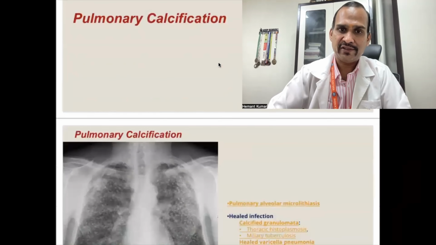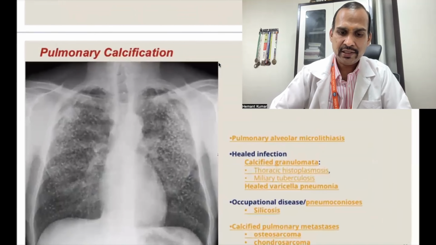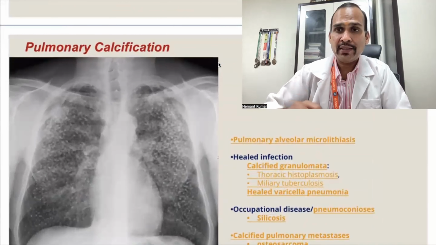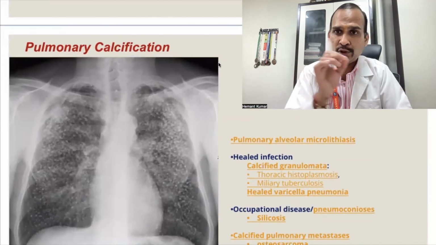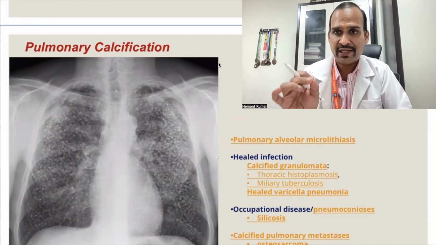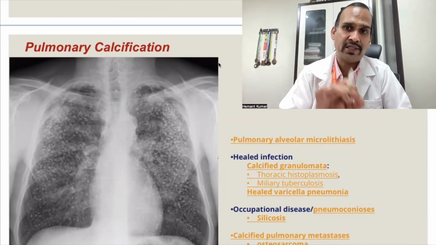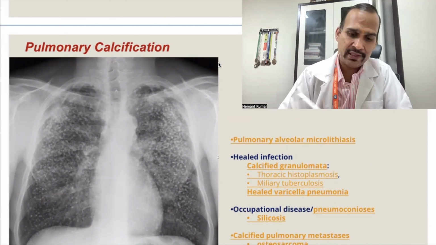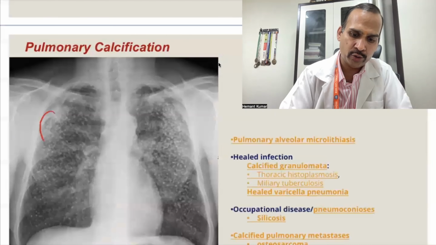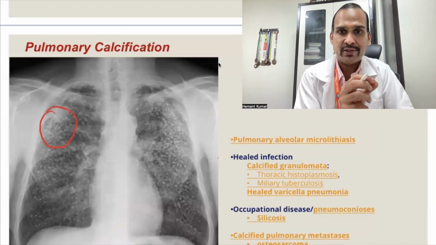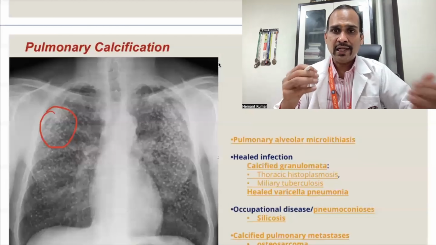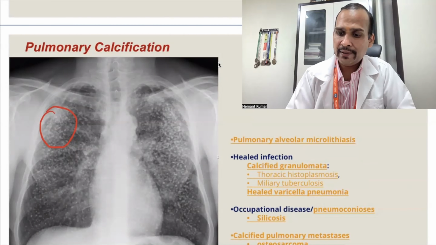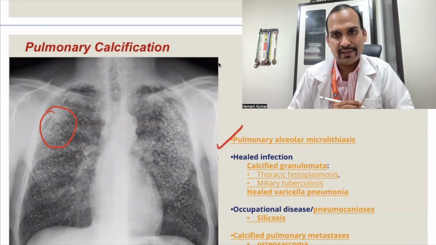Now coming to pulmonary calcification. So what is calcification? There is radio-opacity which is more than bone, because calcium is a very hard substance. It gives radio-opacity even more than bone. If you see this X-ray, you can see there are nodules which are very dense. This is calcification. There are a few examples which can give these nodules, like pulmonary alveolar microlithiasis.